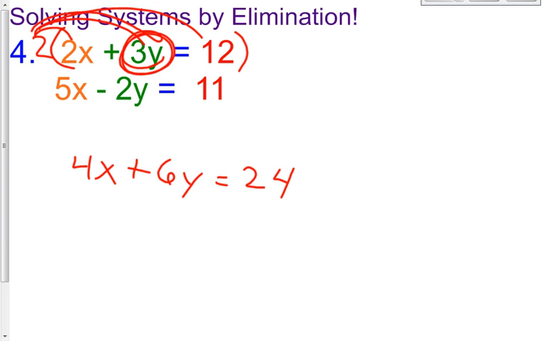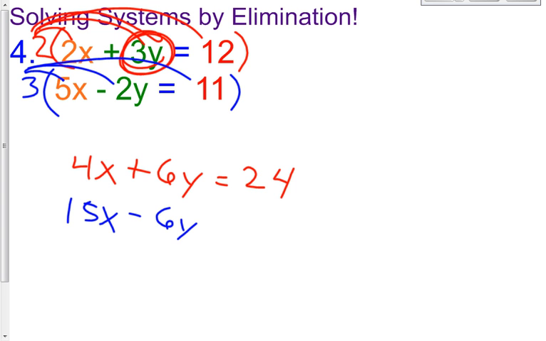So now let's get a negative 6y here. And how would I get that negative 6y? By multiplying everything by 3. So we're going to distribute this 3 to all three terms. 15x minus 6y equals 33.